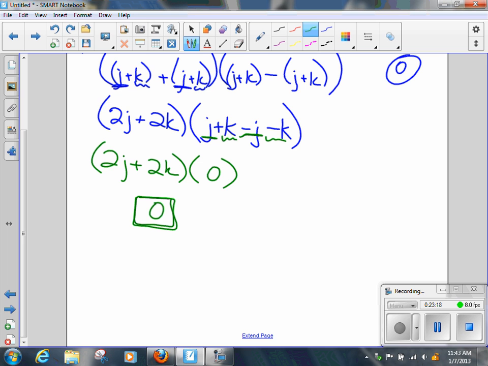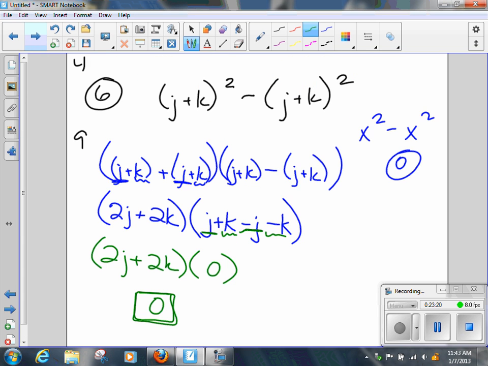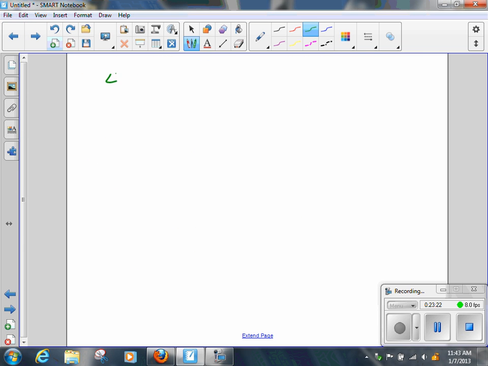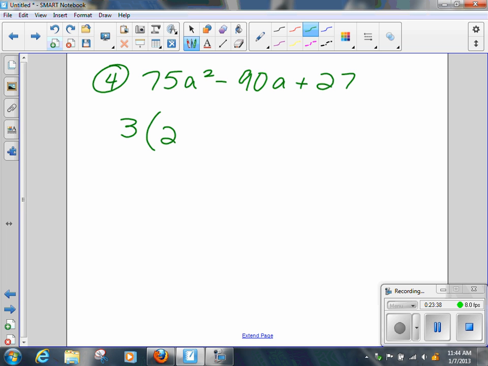All right, what's the others? 4? 4. Let's look at 4. What's the first thing we factor out? If possible. GCF. What's a GCF of 75, 90, and 27? 3. Here we go. Don't talk. 3 times 25a squared minus 30a plus 9.